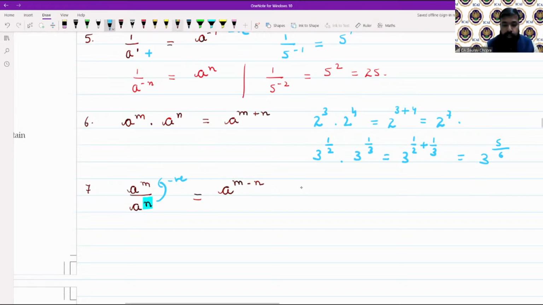So let us take one example. If we are having 3 to the power of 4 upon 3 to the power of 2, it can be written as 3 to the power of 4 minus 2. That means 3 square.